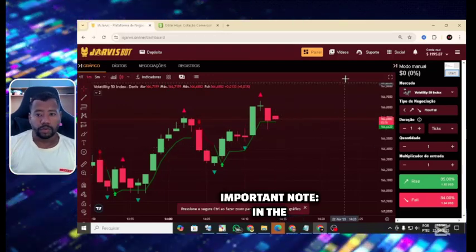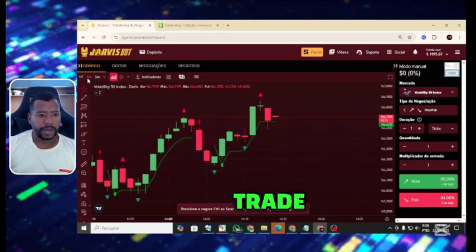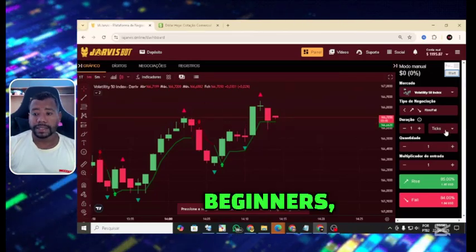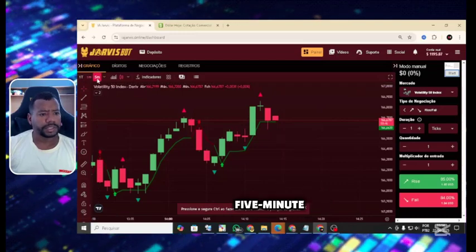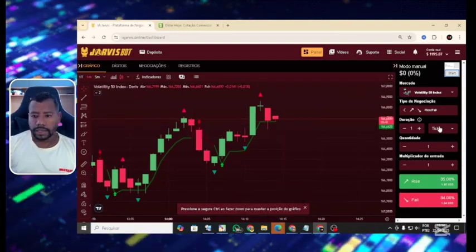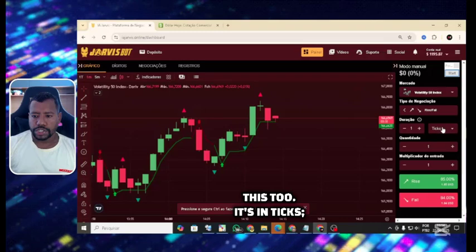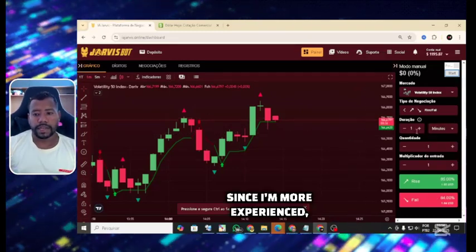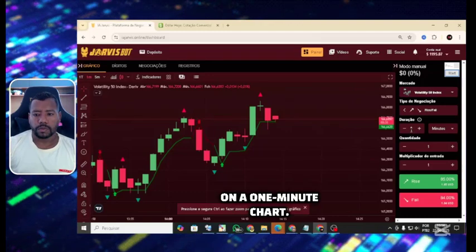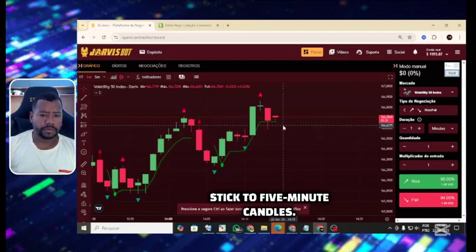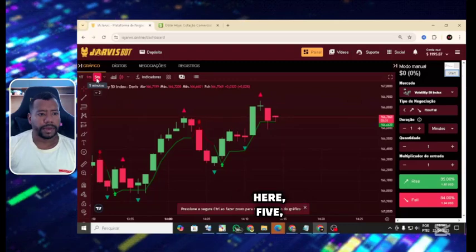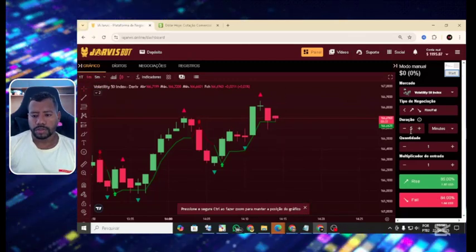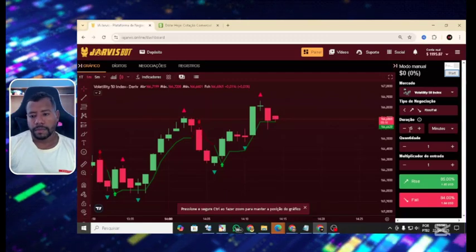Important note, in the tutorial I show you how to trade in 1 and 5 minute time frames using indicators. For beginners, it's always crucial to start with 5-minute charts. Best option. You need to change this too. In ticks, I'll switch it to minutes. Since I'm more experienced, I'll trade on a 1-minute chart. If you're new, stick to 5-minute candles. Select the timer here, 5, and increase it here too. Set to 5 minutes. This way you'll have much better accuracy.